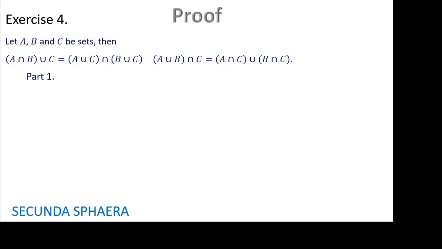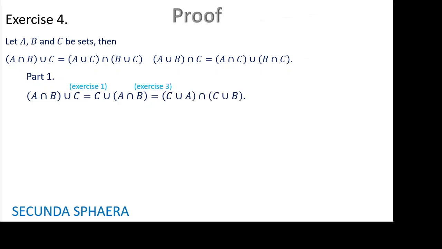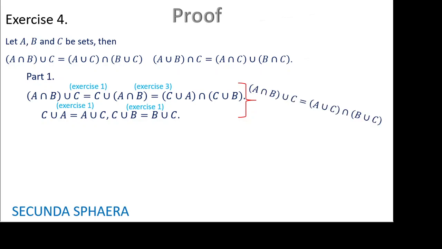So for part 1, we are just going to start with the equalities. So let's take A intersection B union C, and this is going to be equal thanks to exercise number 1 to C union A intersection B. And now we can use exercise number 3 and distribute the C. So we have C union A intersection C union B. And we can leave this aside a little bit, but we also know by exercise number 1 that C union A is equal to A union C and that C union B is equal to B union C. And so we can use all of this information just replacing the unions, and this gives us the equality that we want. Pretty short, right?